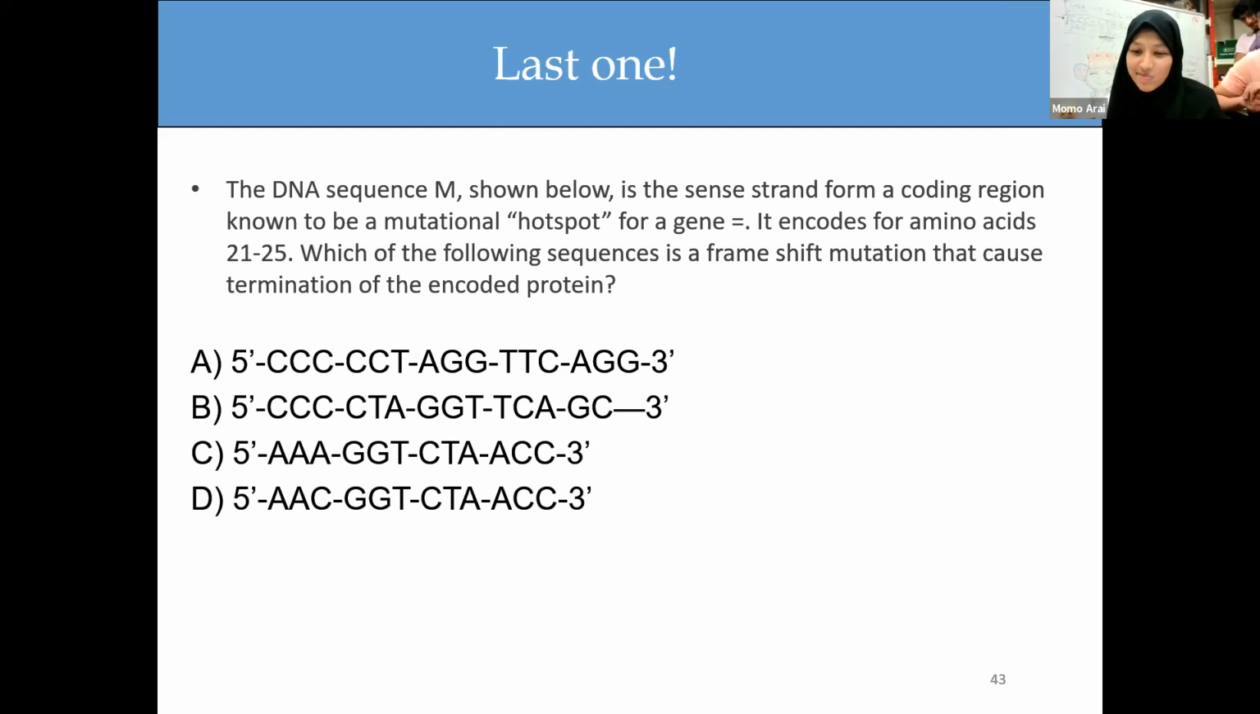Do you guys get it? I can search for another question if you want. You guys want to try? Yes, please. Okay, I'll search for another question.